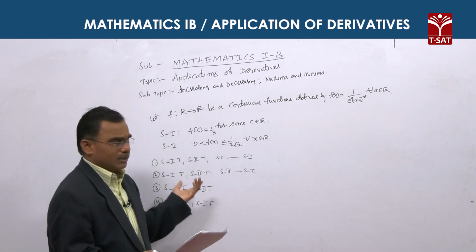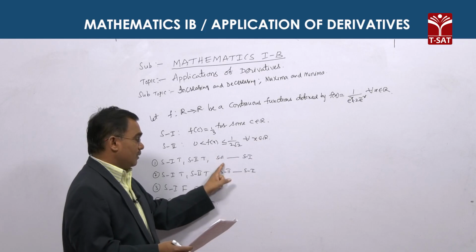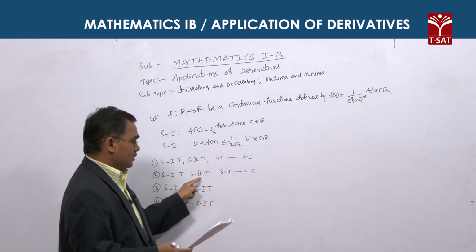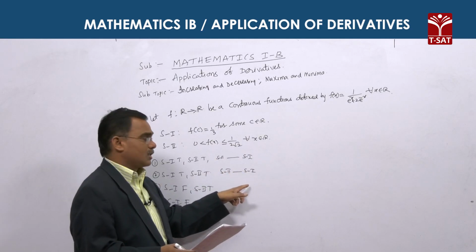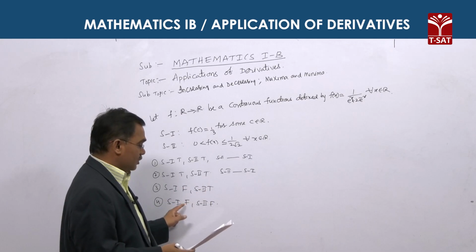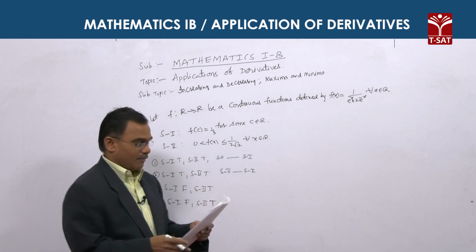Given four responses: Statement 1 is true, statement 2 is also true, and statement 2 is the correct reason for statement 1. Statement 1 is true, statement 2 is true, but statement 2 is not the correct reason for statement 1. Statement 1 is false, statement 2 is false. Statement 1 is false and statement 2 is true. This is the given question.